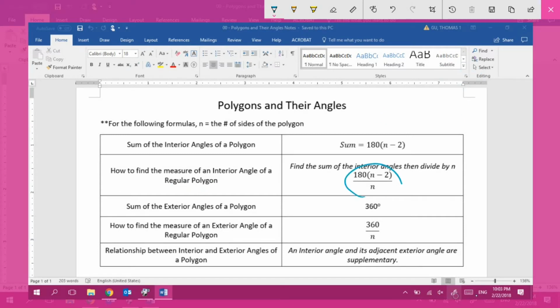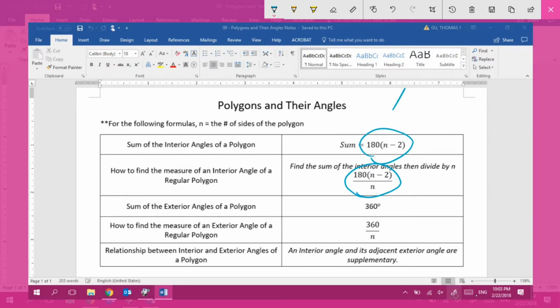So how are we going to find the measure of an interior angle of a regular polygon? Here's our formula: 180 times n minus 2, over n. All you really have to do is find the sum of the interior angles, and then divide by the number of sides.